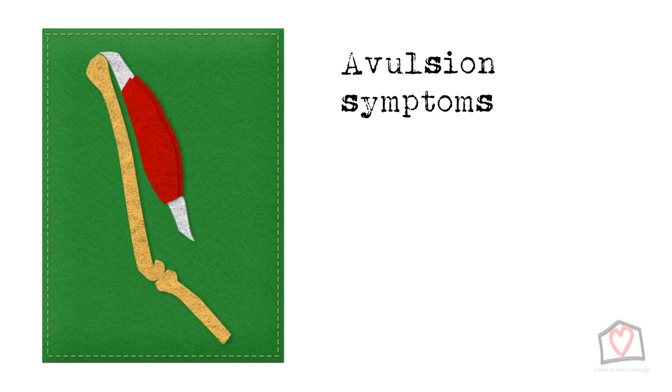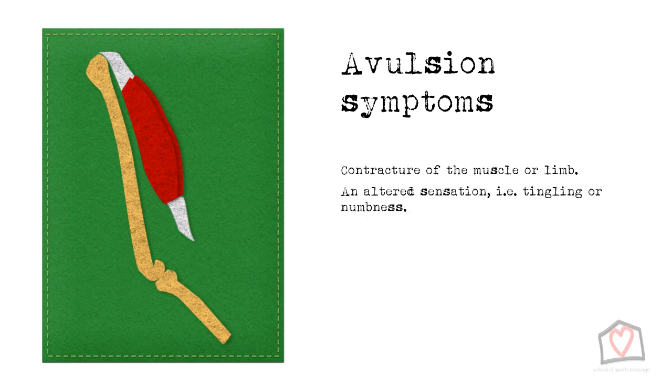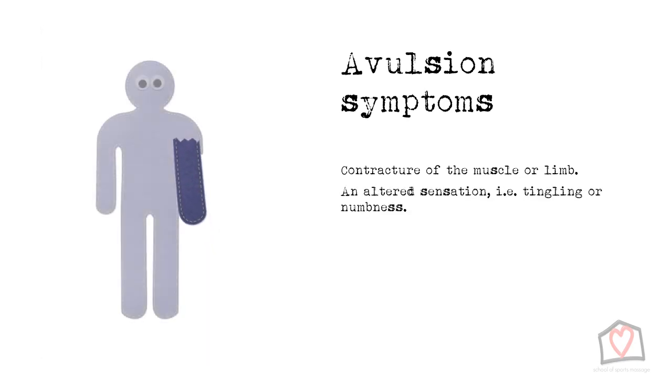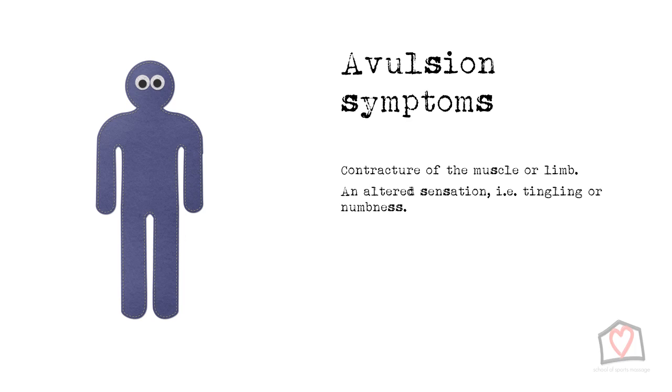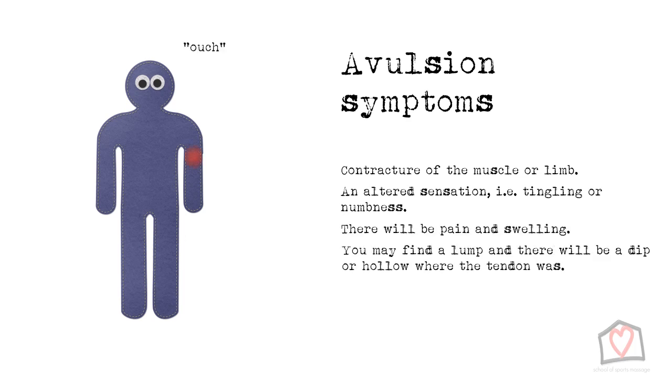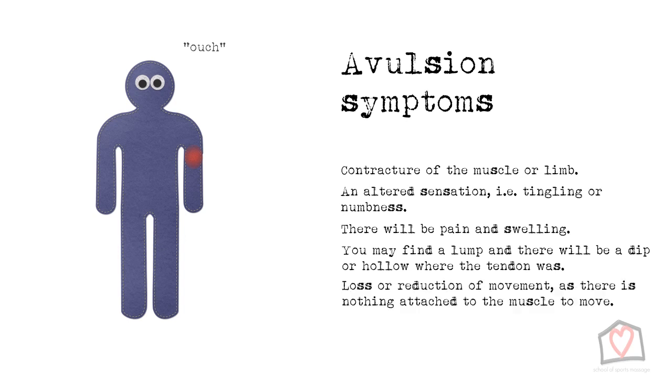The signs and symptoms for this are potentially contracture, so shortening of the muscle or limb. There may be altered sensation, so tingling and numbness, for example. Obviously, there will be pain and swelling, and you may find a lump that is the recoiled tendon. If this is the case, there will be a dip or hollow where the tendon was. There will be a loss or reduction of movement as there is nothing attached to the muscle to move.